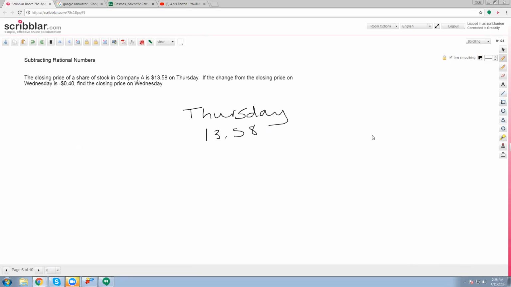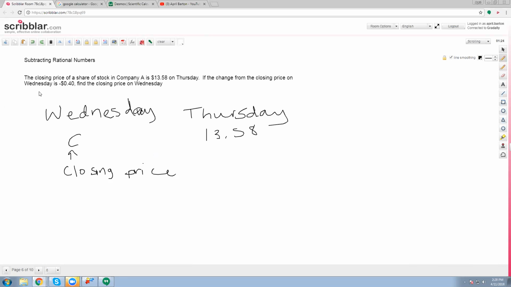So normally when we list things, we then list the next day. So we're thinking what's happening tomorrow, but they go backwards. If the change from the closing price on Wednesday, so on Wednesday they had some closing price, we don't know what, so I'm going to call it C for closing price. This is why we pick variables, because we don't know the actual number.